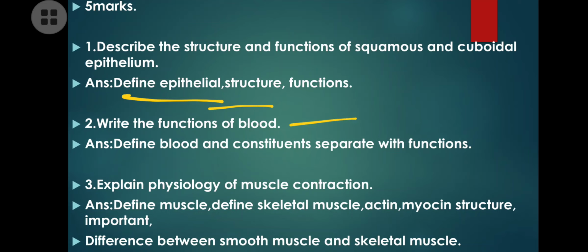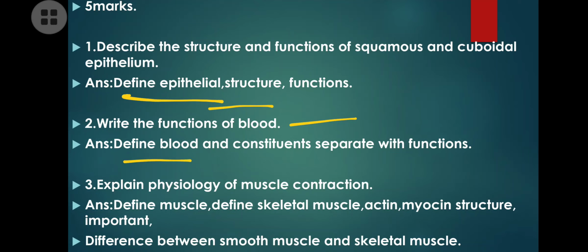Then write the function of blood. This question may be asked in 10 marks. In 10 marks you have to define blood and write which types of components are there in blood. You know, the WBC, RBC and platelets are all there. You have to write separate composition and separate uses, that is, separate functions for each of them. In 5 marks you also have to write separately, but you have to reduce it. For 10 marks, you have to write about 3 pages.